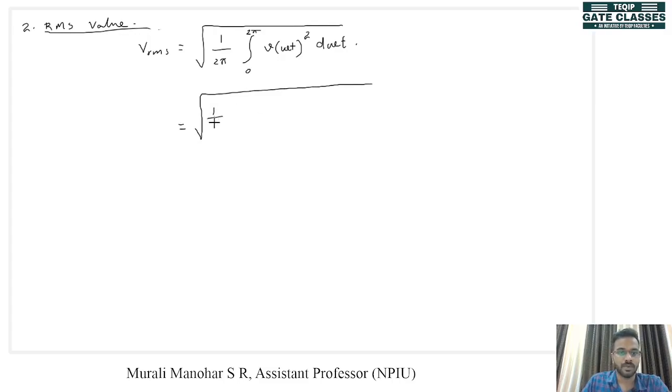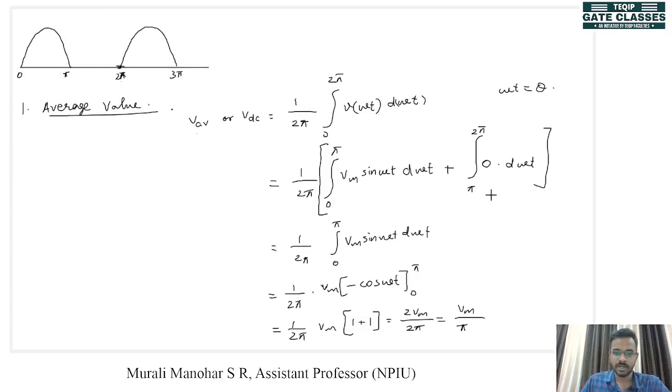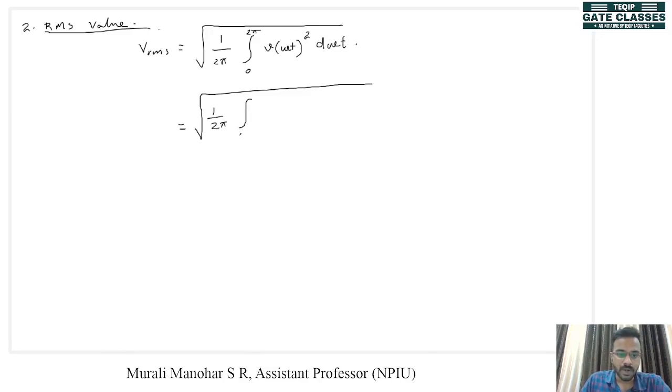Now this becomes 1 by 2 pi integral. We don't have to consider pi to 2 pi because its value is 0. Even if you square it, that part will be 0 only. So we only have to integrate from 0 to pi, and from 0 to pi the value is Vm sin omega t, square it, then integrate it.